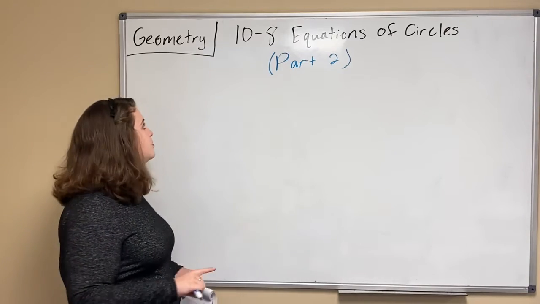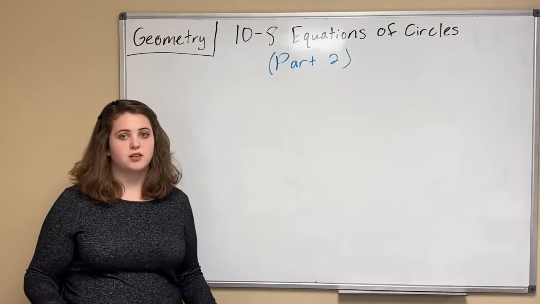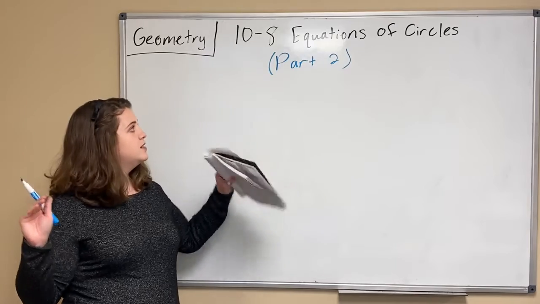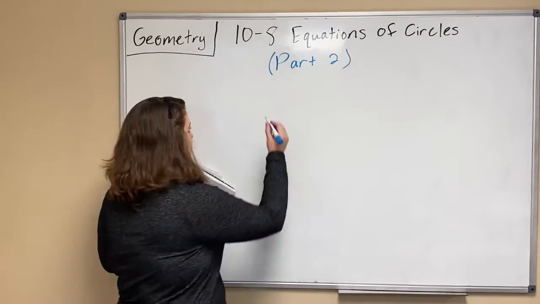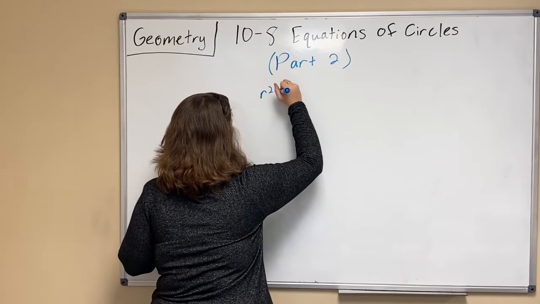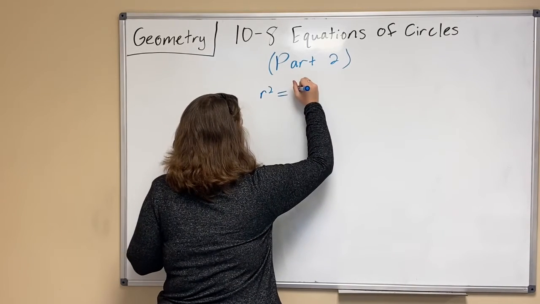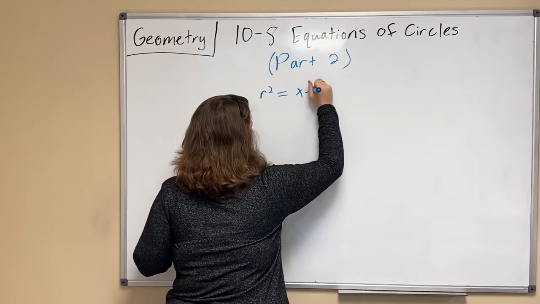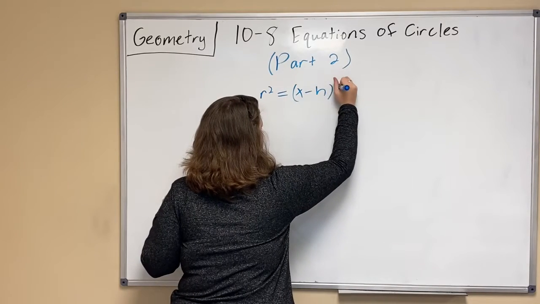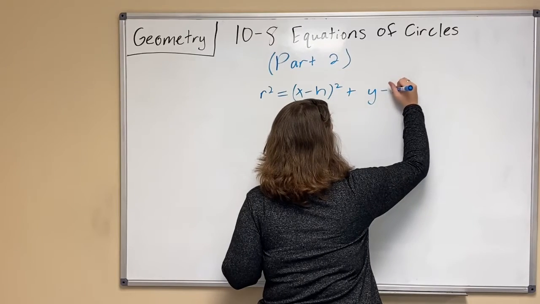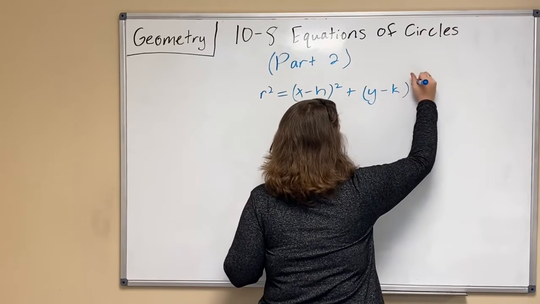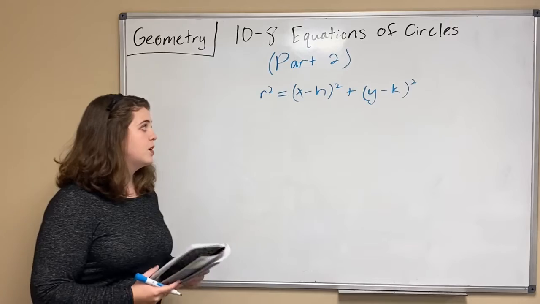Yesterday, in the first half of 10-8, we learned the standard form of the equation of a circle. If you remember, it looks like this: r squared equals x minus h squared plus y minus k squared. This is the standard form of a circle.